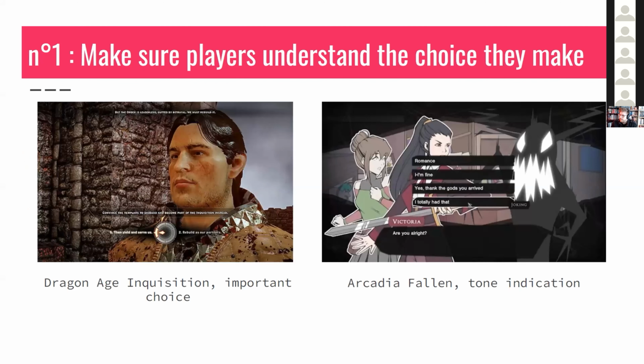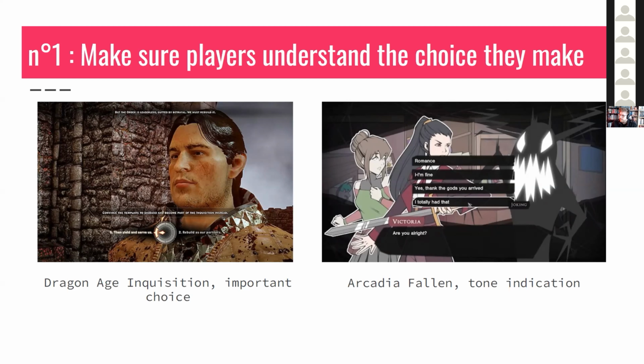So first, something important is to make sure your player understands the choice they make, because it's very frustrating to pick an option and then realize it was far more aggressive or flirty than you imagined when you picked it. As a player, you think that if you had all the information, you would have made different choices.